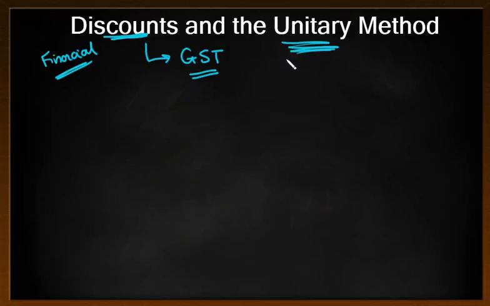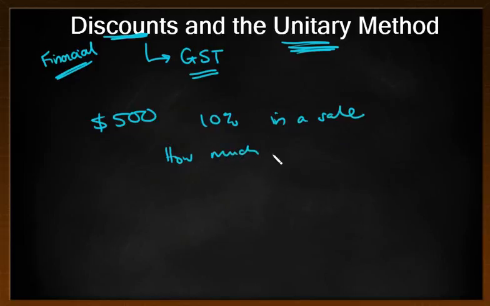Okay, so what am I talking about being a discount? Your question's going to be such as, you buy something for $500 and you get 10% off in a sale. They might ask you then, how much will the new price be? So this is the first type of question. And this is pretty easy, you would think, because we've done lots of percentages now.